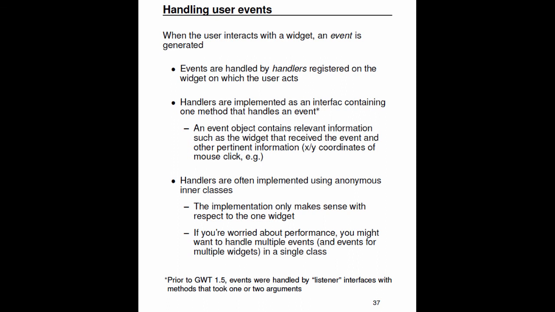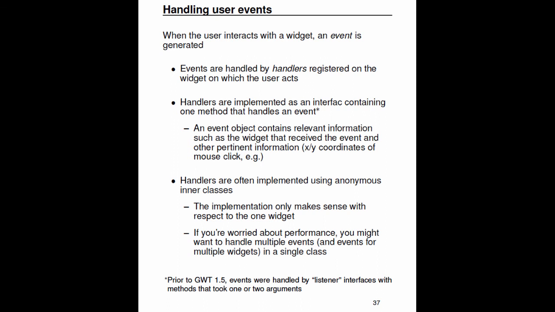So handlers are implemented as an interface, that should have an E on it, an interface containing one method that handles an event. Notice that if you're looking at older GWT code, there were things called listeners. It was replaced with things called handlers that are a little bit more performant. An event object contains the relevant information about the event. So maybe a position of where something was moved to, a new size, the letter that was typed when the user types something into a text field, something like that.